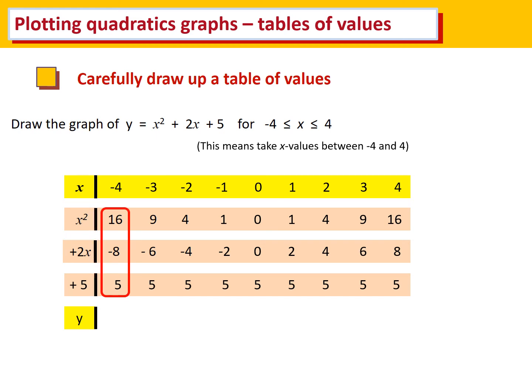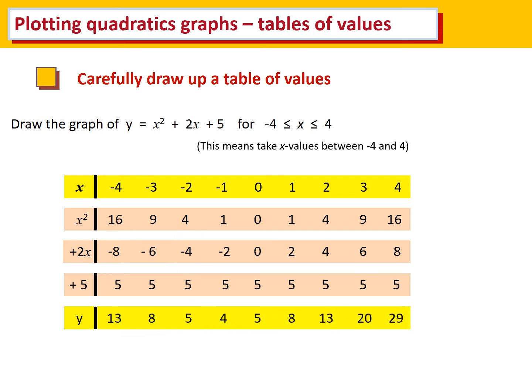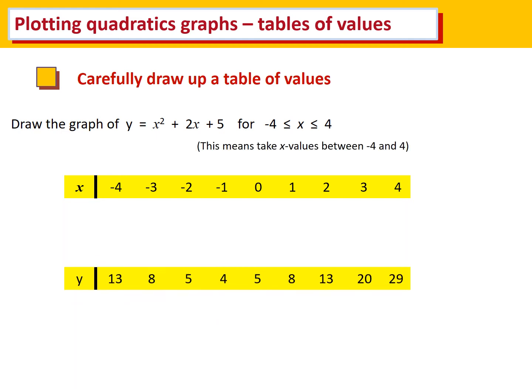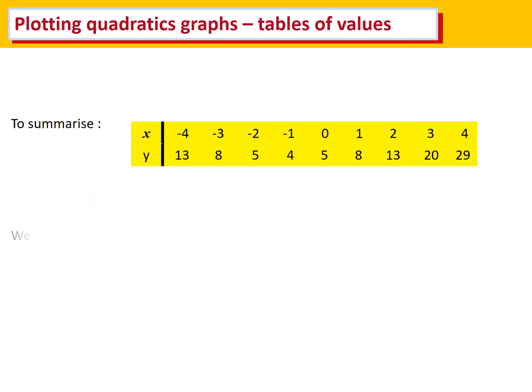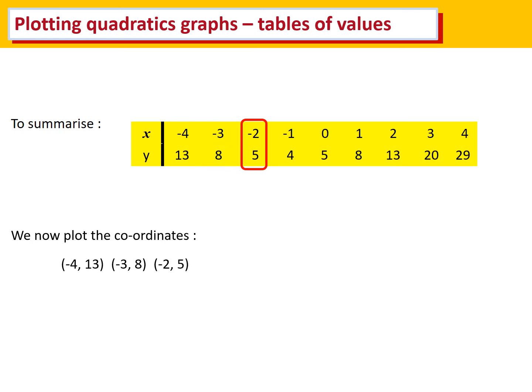So 16 subtract 8 plus 5 is 13. Add the little columns as we go along, and that's our row of y values. And so these are our x and y values that we're going to be plotting. When x is negative 4, y is 13. When x is negative 3, y is 8. When x is negative 2, y is 5, etc.